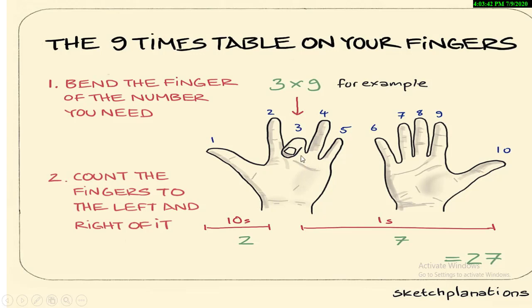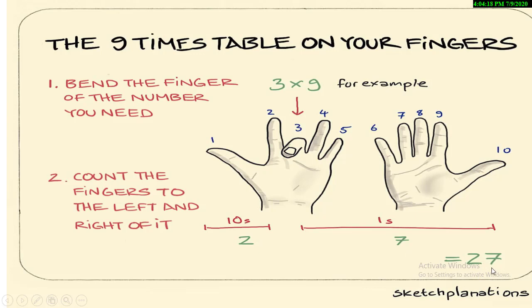Now the answer is on your fingers. How? If the 3 is bent, on the left side how many fingers are left? 2. So you will write down 2. And on the right side, how many fingers are left? Count the fingers. 1, 2, 3, 4, 5, 6, 7. Okay, 7 fingers are left. So 7 is your answer. When you join both the numbers 2 and 7, your answer is 27.